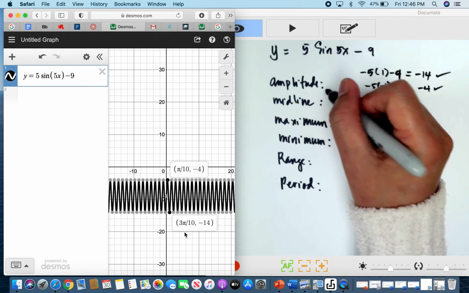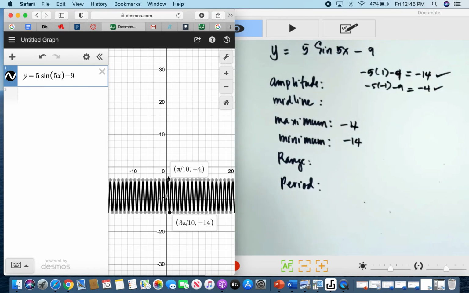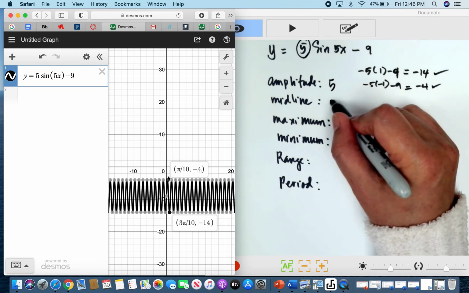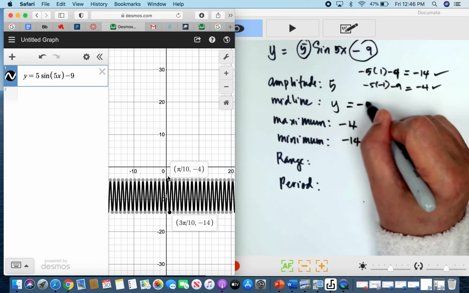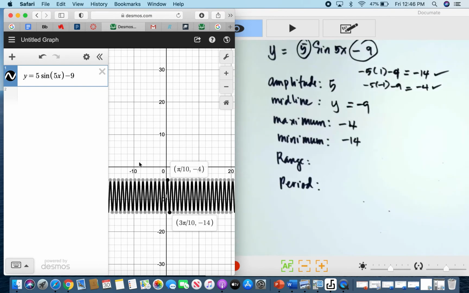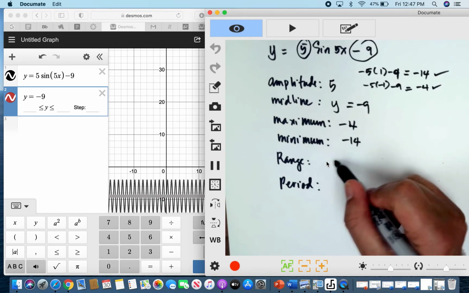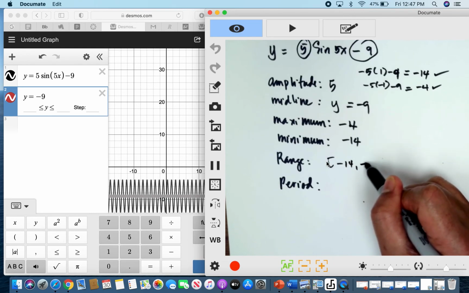The amplitude, as you can see, is 5. From here to here is 5. It's just this number beside your function. And of course, the midline is negative 9. It's just the number you're adding to the function, whether it's in the front or whether you place it after the function. So the midline is y equals negative 9, making our range from negative 14 to negative 4.